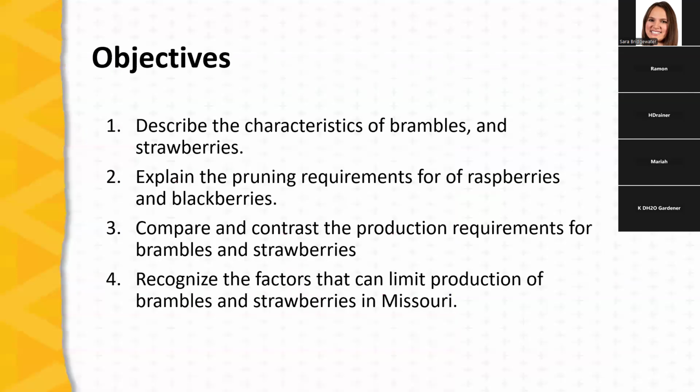So the objectives of tonight would be to describe the characteristics of brambles and strawberries, explain the pruning requirements of both types of crops, compare and contrast production systems, and recognize a few factors that can limit production of these crops. Particularly, we're talking about diseases and insects that may affect your crops, and you have to be aware of those.